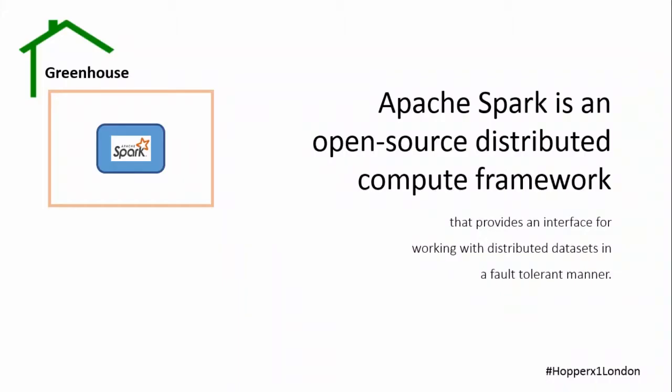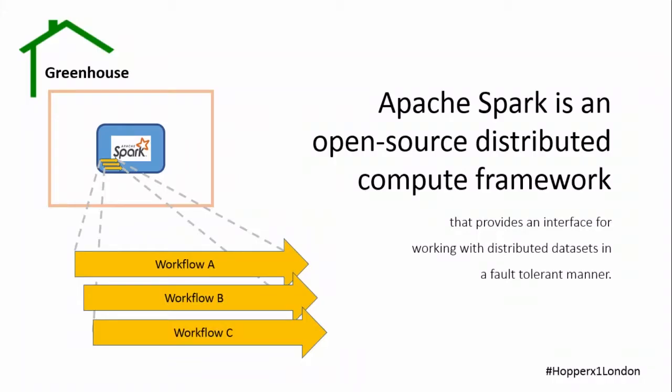The first one that I'm going to talk about is Apache Spark, one of the fundamental building blocks of Greenhouse. Apache Spark is an open source distributed compute framework that provides an interface for working with distributed data sets in a parallel and fault-tolerant manner. In Greenhouse, we use Apache Spark to run the workflows that I was describing earlier. When we do our data analysis with Spark, Spark distributes our computations, making our workflows very fast. And we've also designed our Spark application to run many workflows in parallel, increasing our throughput. And to show you how this all works, I'll do a deeper dive into Spark.